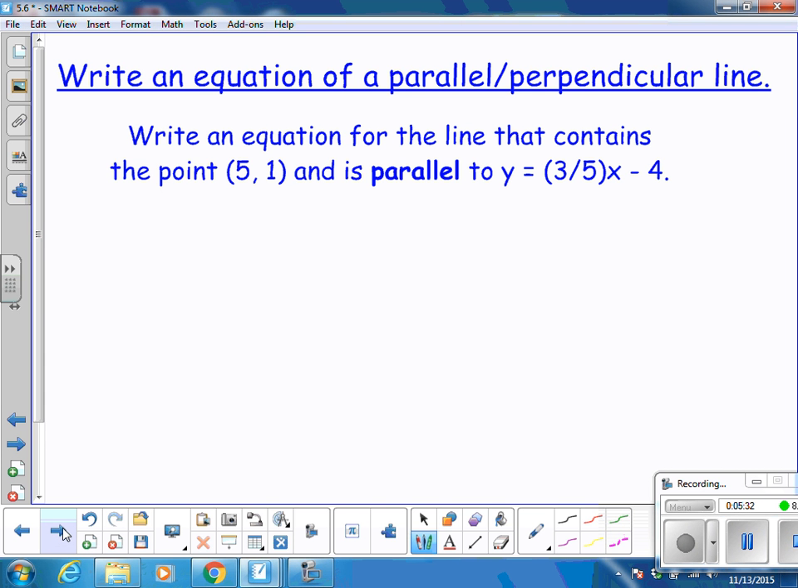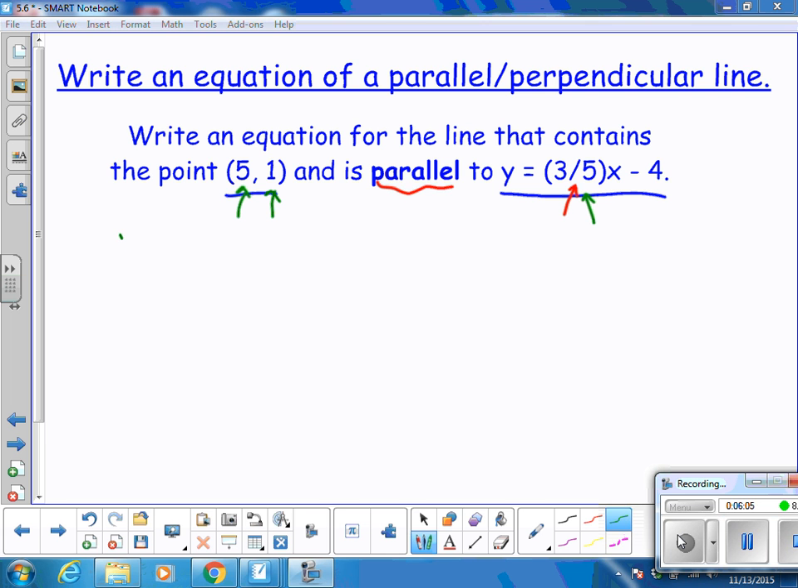Write an equation of a parallel or perpendicular line. So we have a point, and we know an equation that it is parallel to. All right, in this situation, we're looking to see that it is parallel. So if it is parallel, we know the slope. And if we know the slope and we know a point, we can use the point slope form. Let's use that. Okay, so that looks like this.